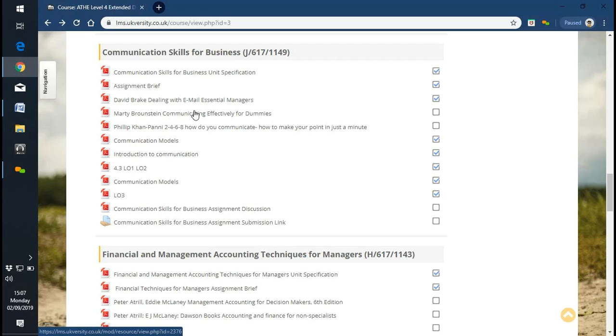Communicating Effectively for Dummies by Marty Bernstein. How you communicate to make your point in just a minute is on there too. And then there are some more communication models there. There's also a detailed PowerPoint for Learning Objectives 1 and 2, and Learning Objective 3 as well, so you can have a look at those. Those basically cover the specific criteria at 4.3, Learning Objectives 1 and 2.